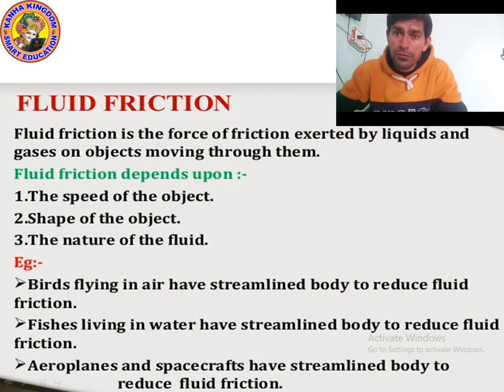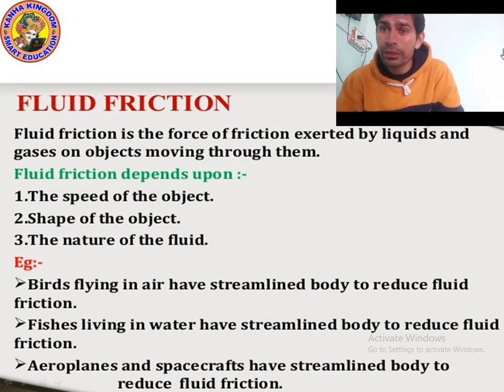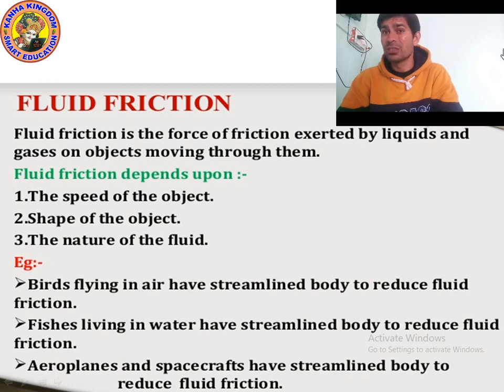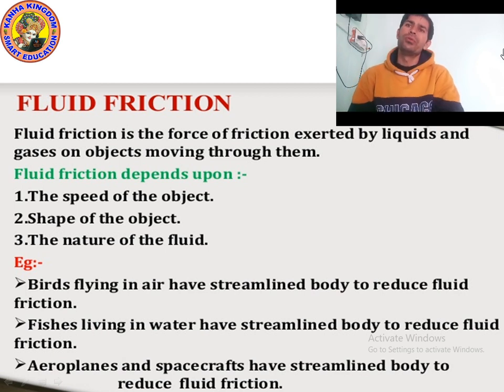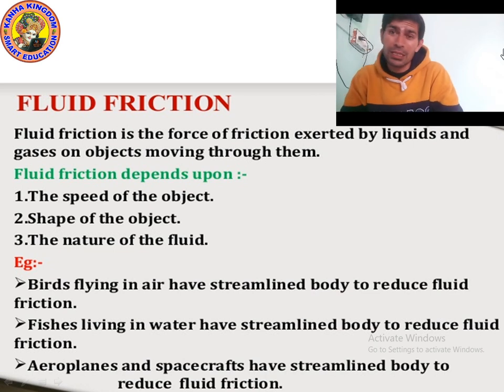Whenever we use the word fluid, FLUID, it means we are talking about liquid and gas. Fluid is anything which can flow. Liquid flows, gas also flows, but solid cannot flow. Fluid friction is the force of friction exerted by liquid and gas on objects moving through them. It applies only to those objects which are moving through liquid and gas.